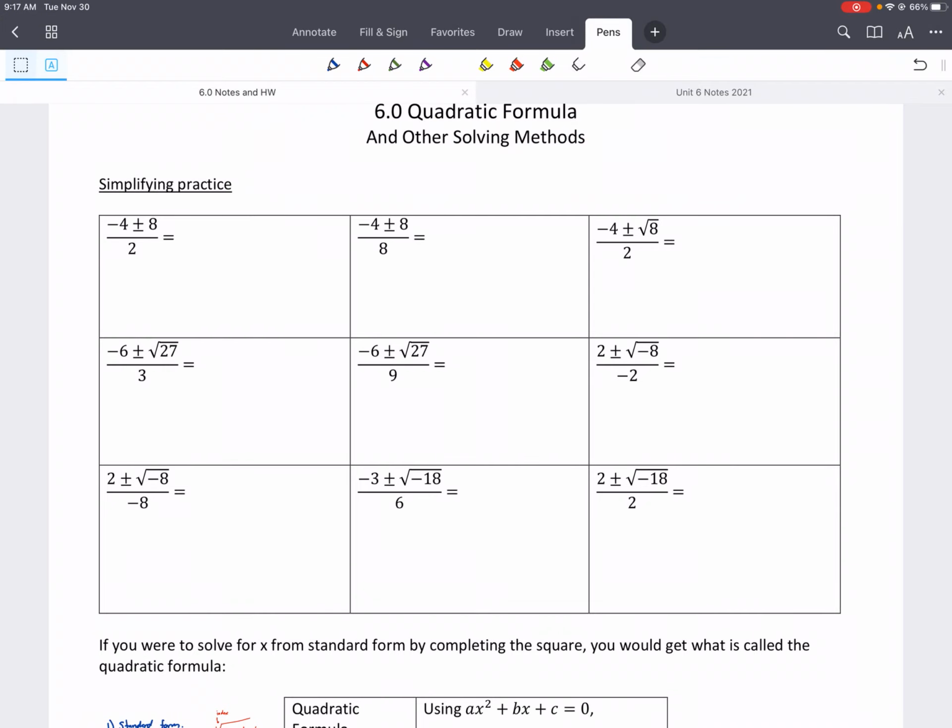All right, welcome everybody. This is 6.0, Quadratic Formula and other solving methods. This lesson isn't really part of Unit 6. It's more like Unit 5.